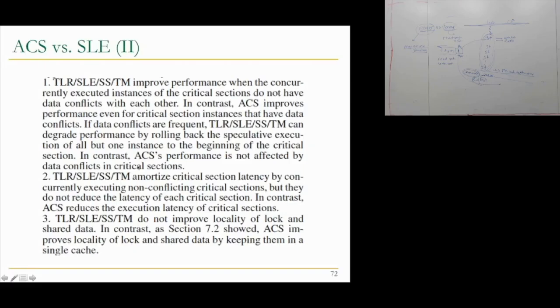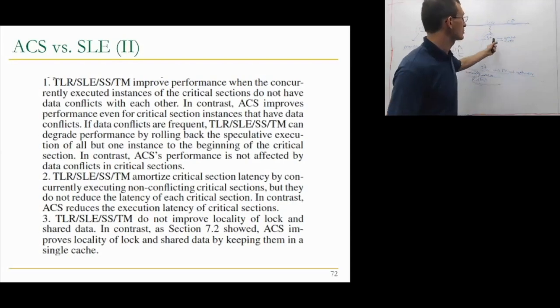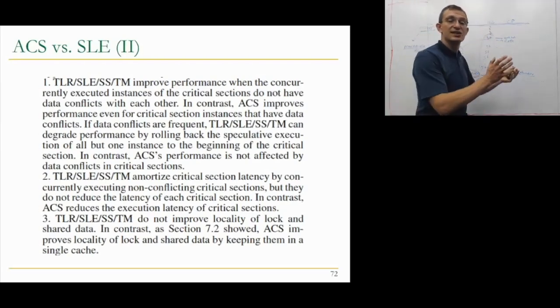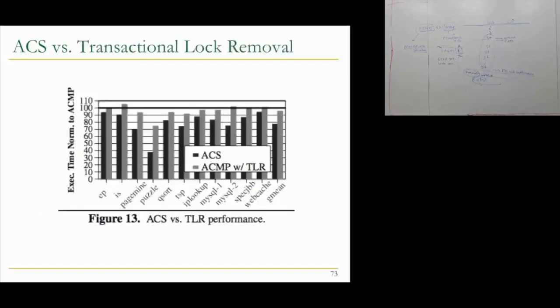Basically, the big difference is these are latency hiding mechanisms. Accelerated critical sections is hopefully a latency reducing mechanism for critical sections. And also the locality improvement that you get with ACS is not there with SLE or transactional memory as we see it, because these approaches do not execute synchronization constructs in a single place. So I'd encourage you to think about some of these advantages and disadvantages.